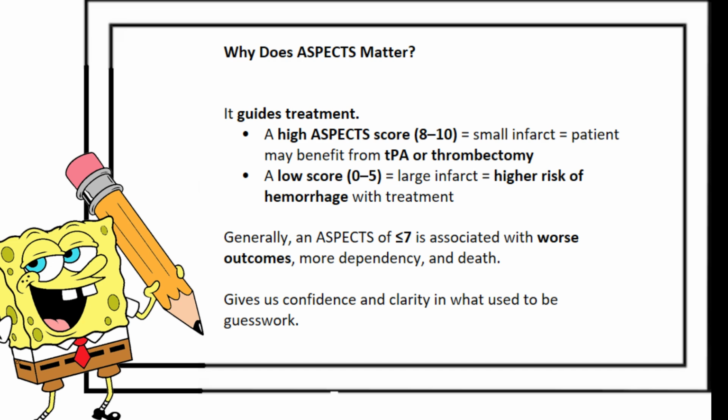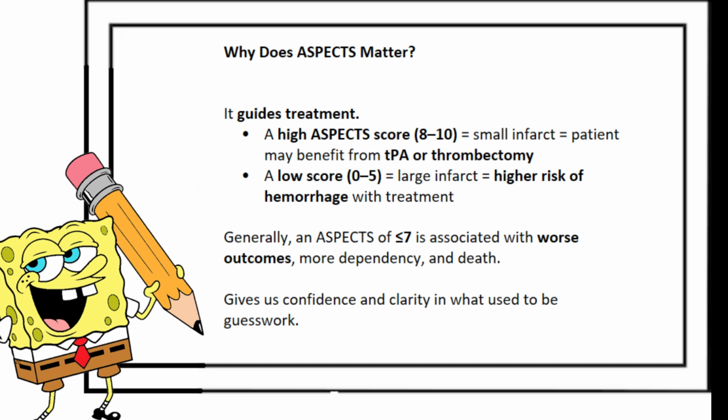with treatment. Generally, an aspect score of less than or equal to 7 is associated with worse outcomes, more dependency, and death. This scoring gives us confidence and clarity. Get that? Clarity. NeuroClarity. Rewind. This scoring gives us confidence and clarity in what used to be guesswork.